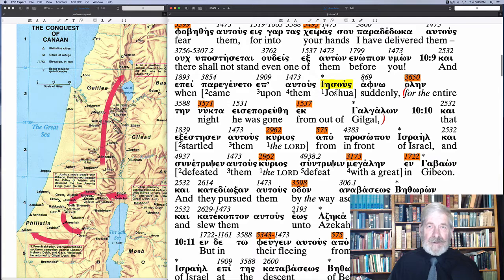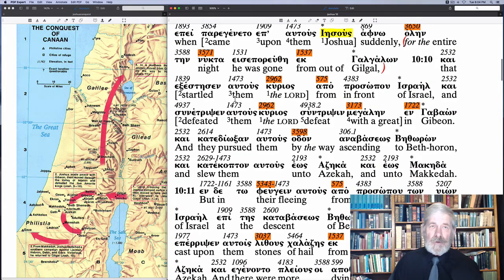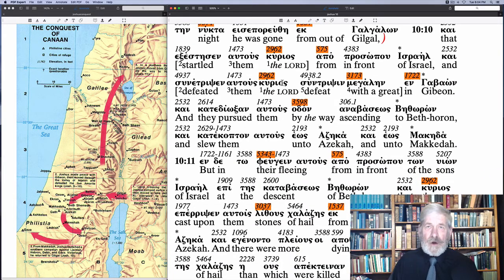And when Esus came upon them suddenly, in the parentheses I'm adding here now for the next version, for the entire night he was gone from out of Gilgal, the Lord startled them from in front of Israel. And the Lord defeated them with a great defeat in Gibeon. This is the doings of the Lord.